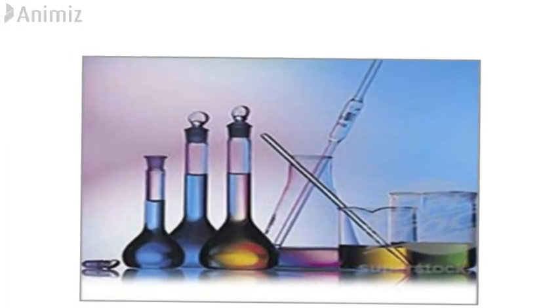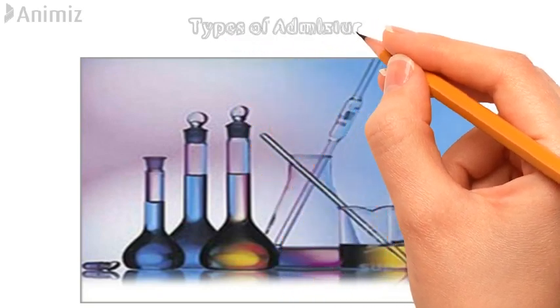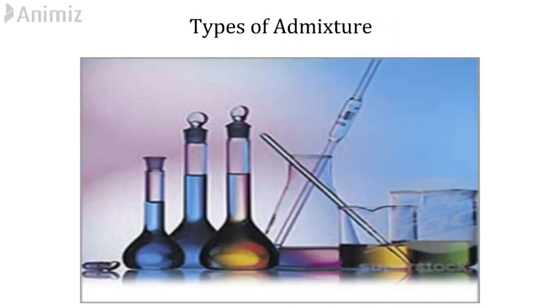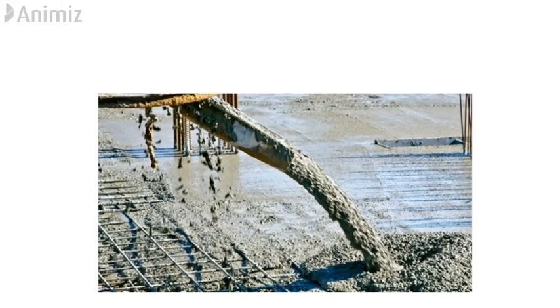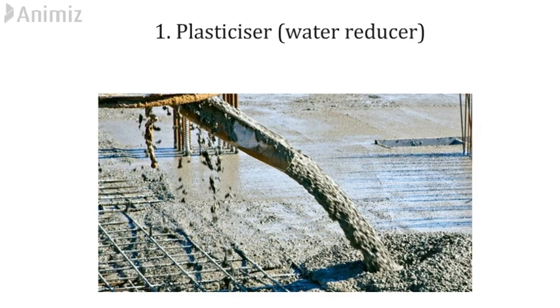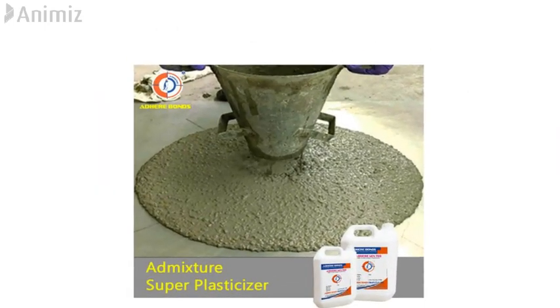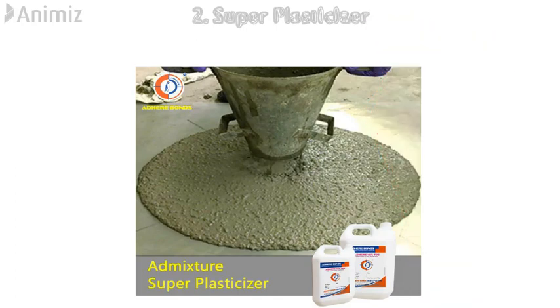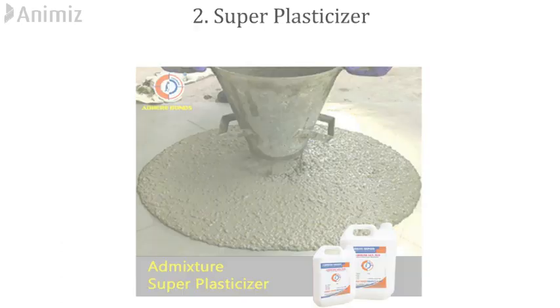The next thing is the admixtures. What type of admixtures are available in the Indian construction sector and how to use and recommend them? The first one is the plasticizers. How can these plasticizers be recommended and helpful at a construction site? The second is the super plasticizers. What property does it affect and how can it be applied at the construction site?